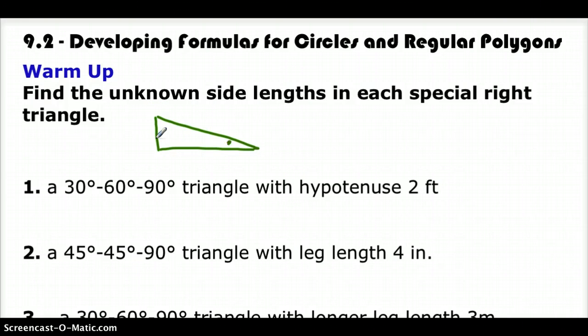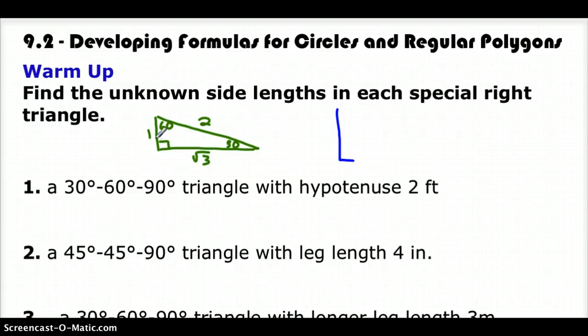I'm going to say this is my 30-degree angle, this is my 60-degree angle, and obviously this is my 90-degree angle. And we have to remember the side opposite the 30 has the ratio of 1. Opposite the 60 has radical 3, and the hypotenuse has 2. And while we're at it, we may as well draw our 45, 45, 90 triangle here as well.